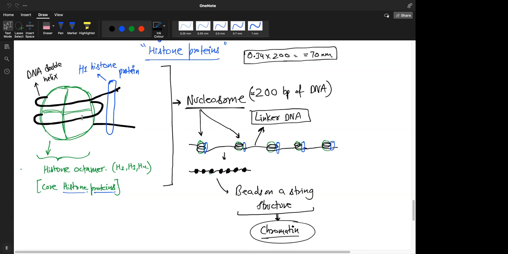What happens around the nucleosome? DNA binds. This black thread is the DNA. Can you see that? Yes, sir. And there's also H1 histone protein, which clips it. Every nucleosome has 200 base pairs of DNA.